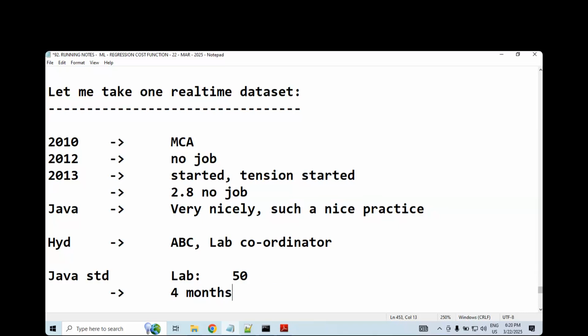Then slowly I used to talk with the students and explain the topics. I understood how to explain the topics to the students. Why? Because in a lab, toppers will come, average students will come, juniors will come.